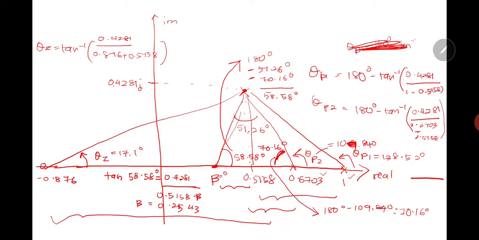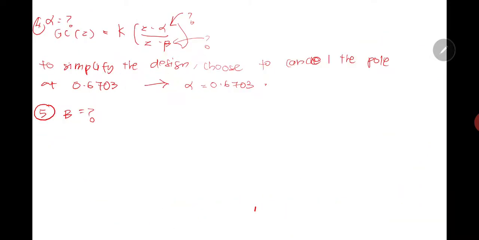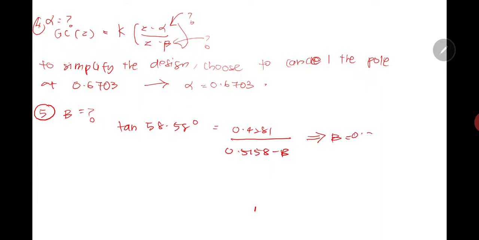So beta equals to 0.2543. You can put the steps here: tangent 58.58 degrees is 0.4281 over the width. When you rearrange for beta, you should be able to get beta equals to 0.2543. So now we have beta already. We would like to now find what K is.